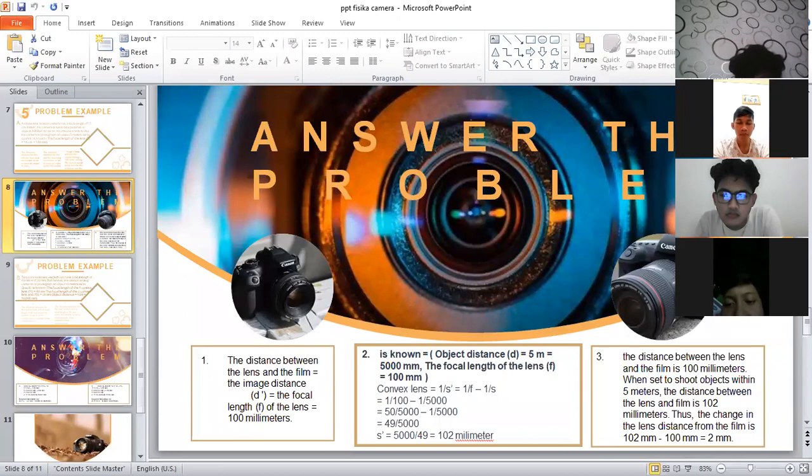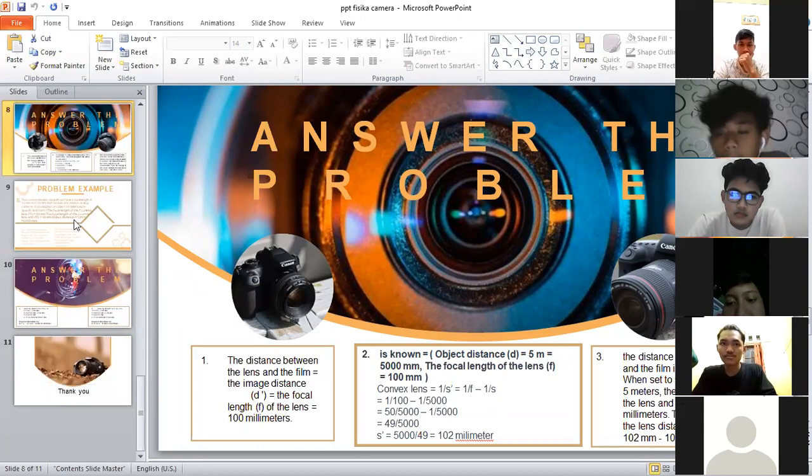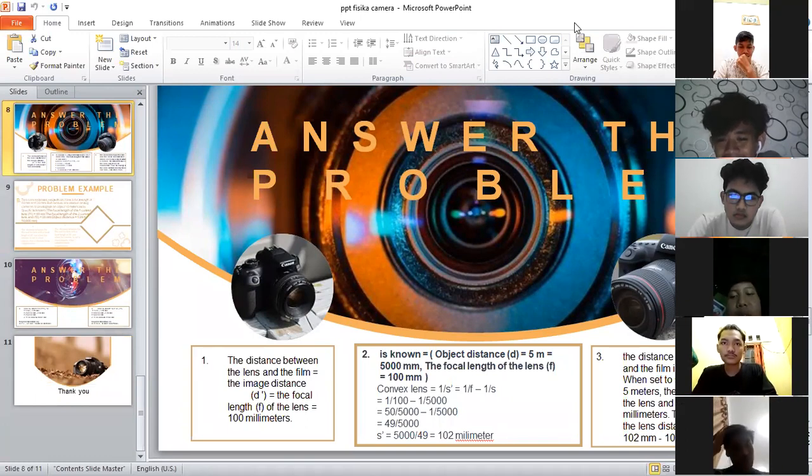When set to shoot objects within 5 meters, the distance between the lens and film is 102 millimeters. Thus, the change in the lens distance from the film is 102 minus 100 millimeters, which means 2 millimeters.